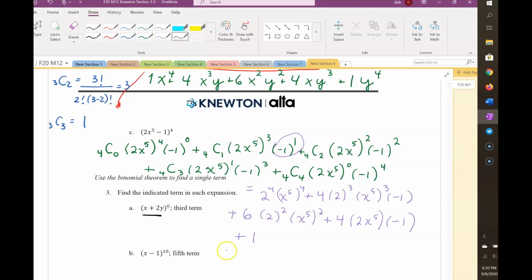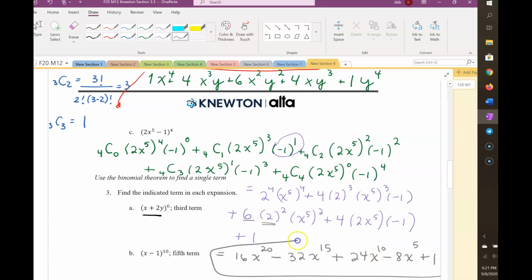Okay, so let's write our final answer. 2 to the power of 4 is 16, and then x to the 20th. 2 to the 3 is 8 times 4 is 32, and this is a negative 32, x to the 15th, plus 2 times 2 is 4 times the 6 is 24x to the 10th minus 8x to the 5th plus 1. So this is your final answer to expand the binomial. So this was letter C.